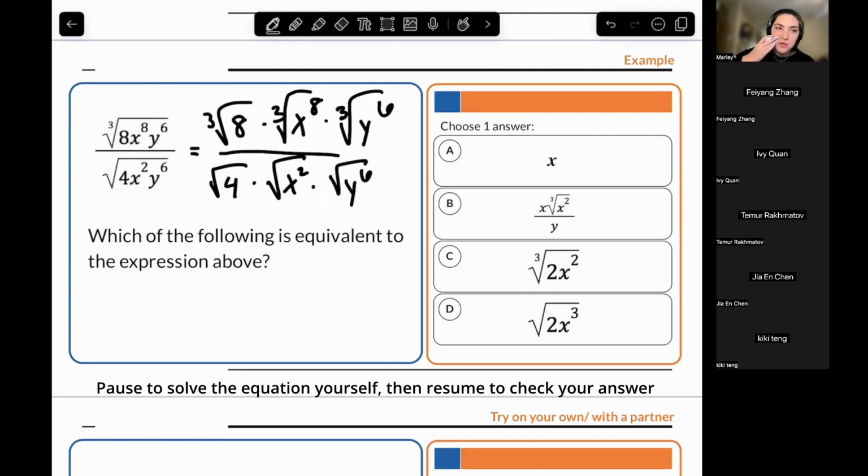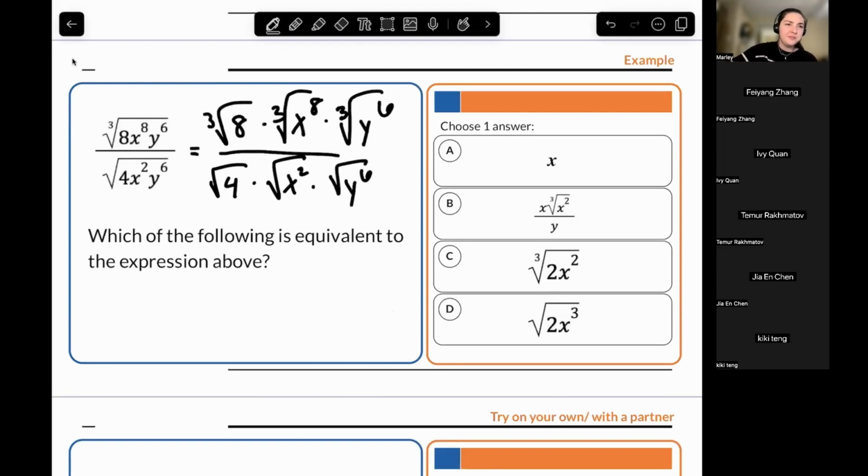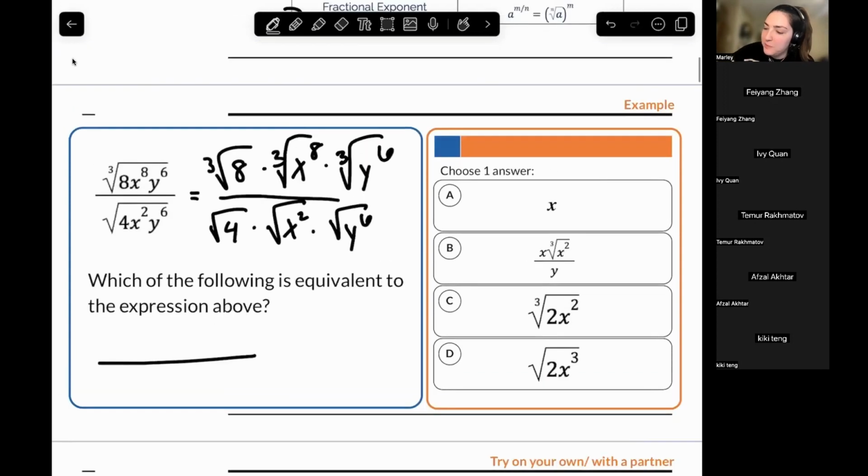All right, so I see a few answers. Afzel, do you want to explain how you got to your answer? Sure. So what I did was I first split up the numerator into things that could be cubed by 3. So I got the cube root of 8 x to the power 6 y to the power 6 times the cube root of x squared. I'm just gonna, for this purpose, split up this one. So we'd have cube root of x to the 6th times cube root of x squared. Yep, very similarly. And then what did you do?